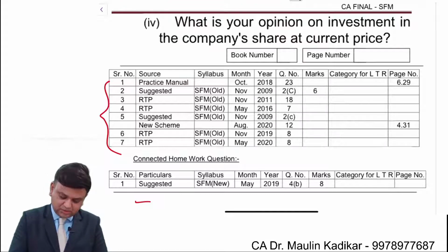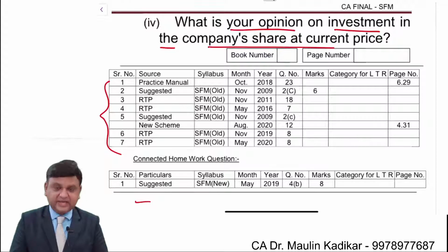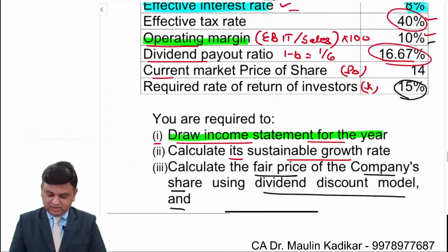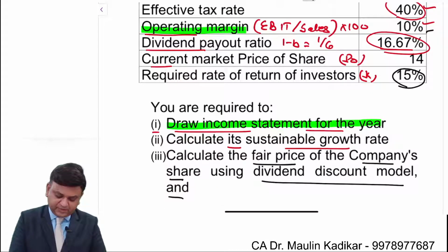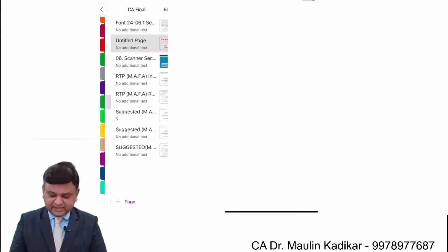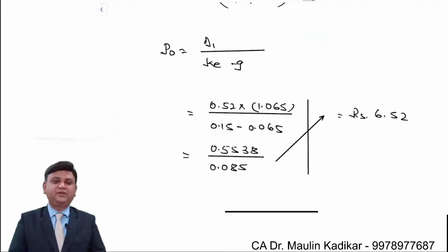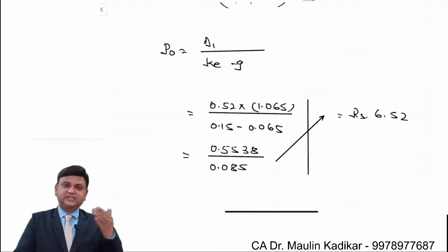Last question. What is your opinion on investment in the company's shares at current price? We understand that the current market price of the equity share is very high. It is 14 rupees. We understand that the price should be only 6.52. Since the price is substantially more than what it should have been, the investor is advised not to buy the security.